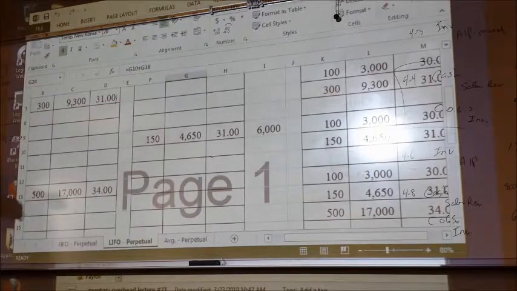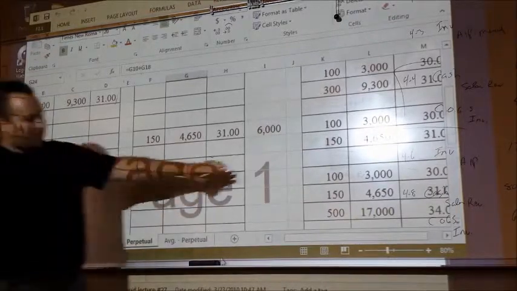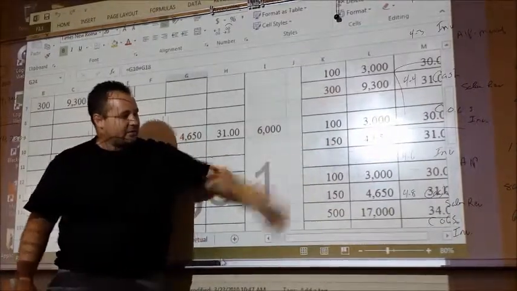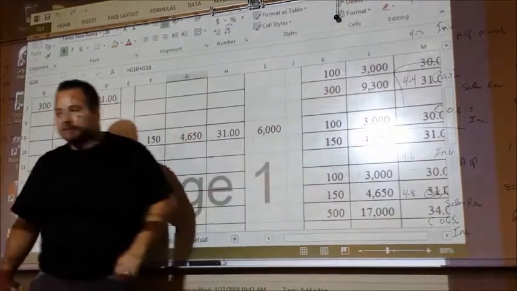Okay, I just bought 500 more items. So I'm going to include that in my ending inventory. It doesn't matter if you just want to plug it in right here or relist them.